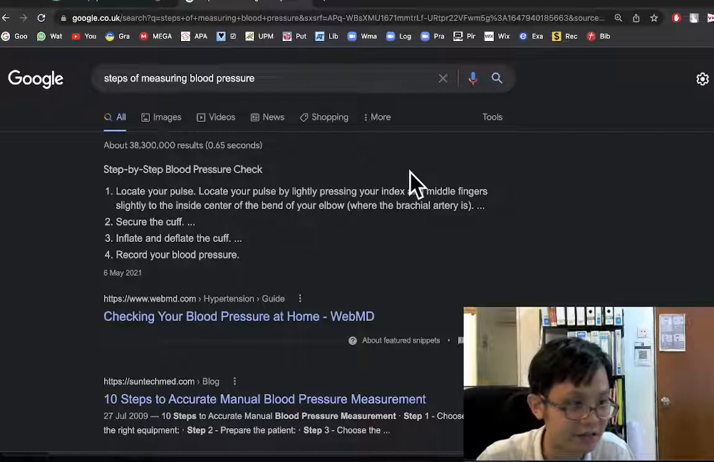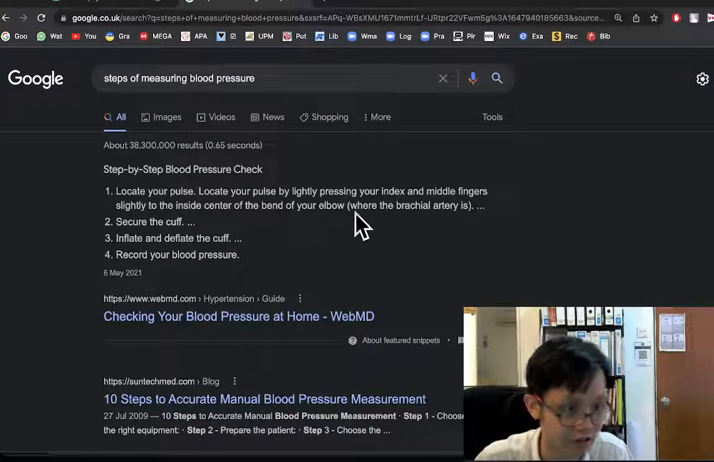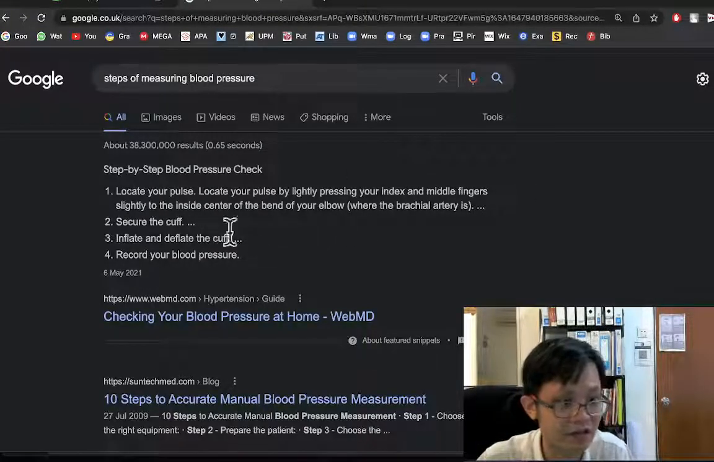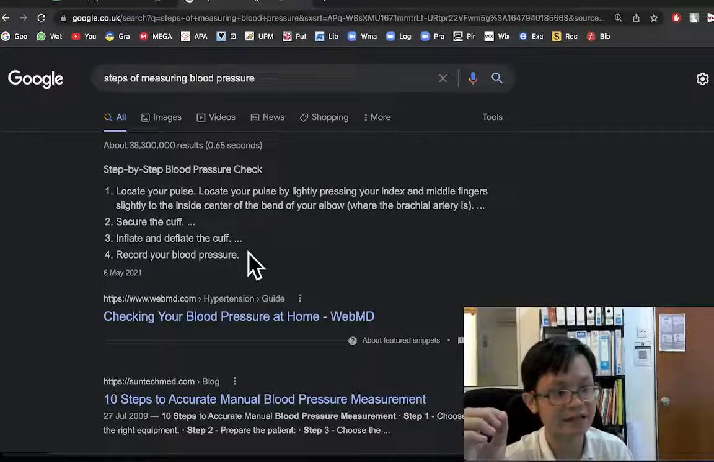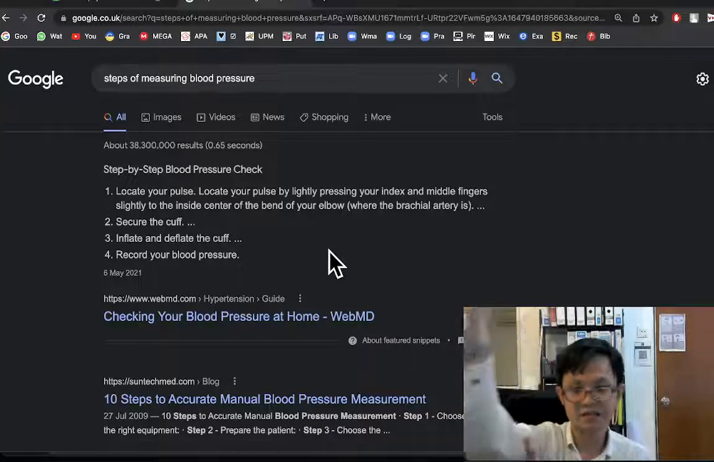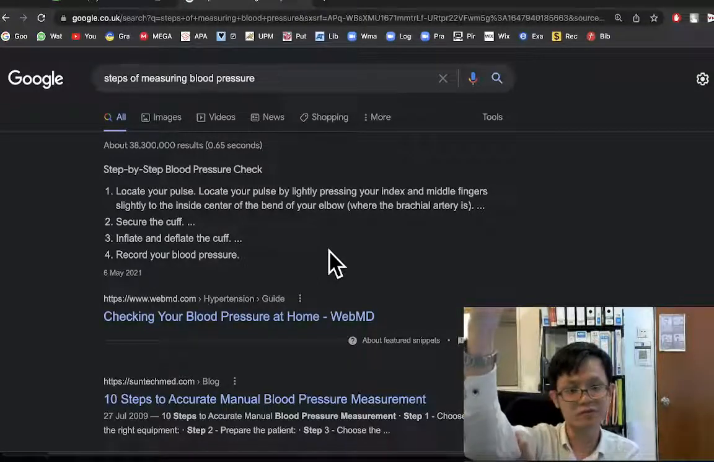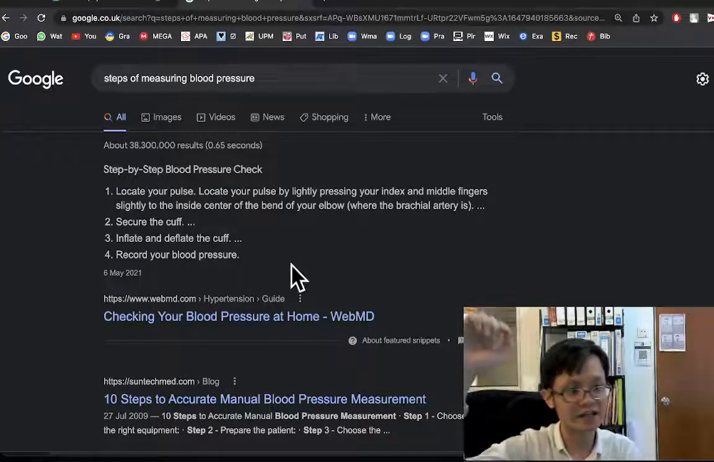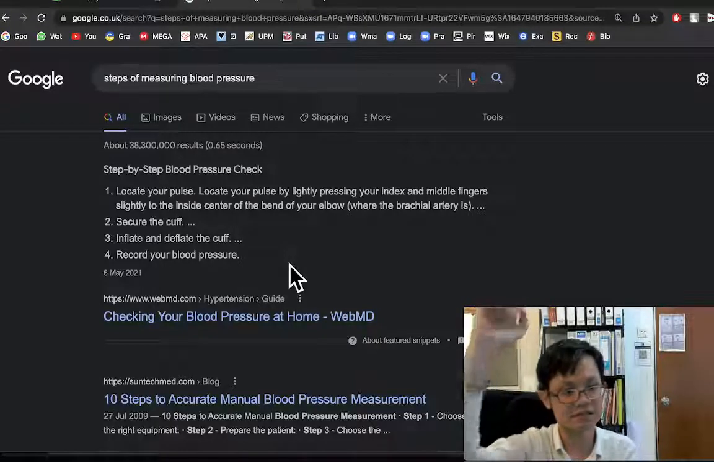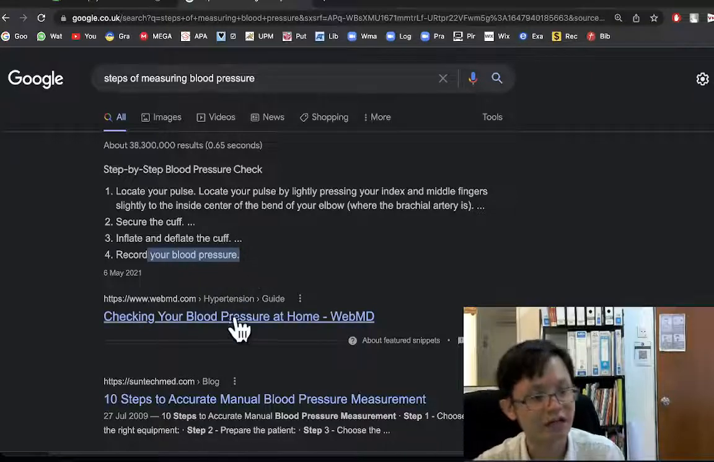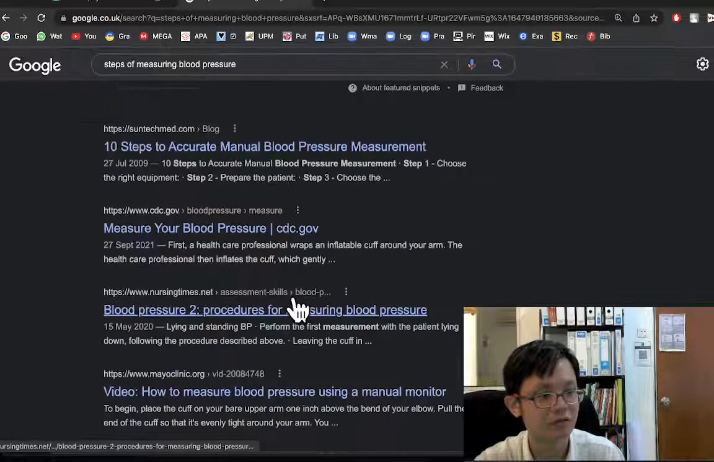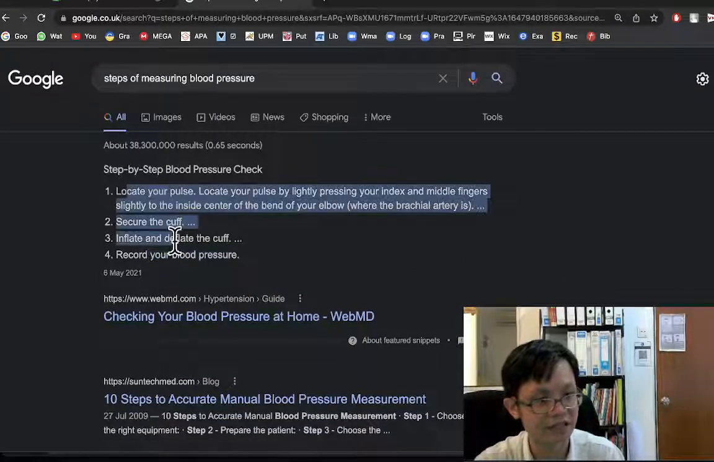Locate your pulse, index and middle finger, slide to the center of your elbow. Secure the cuff. Okay, the cuff is the round thing. Inflate then deflate the cuff. Inflate means let the air go in, and deflate means the air goes out. And then record your blood pressure according to the reading. Of course, it's a lot, so you can just Google and copy this. I don't think the answer is in the textbook.